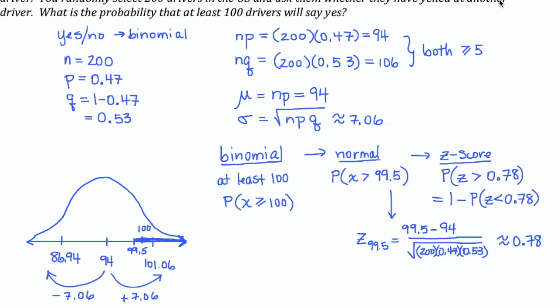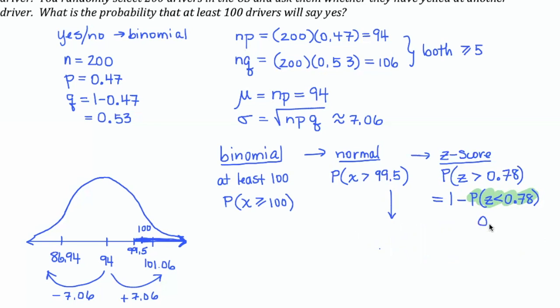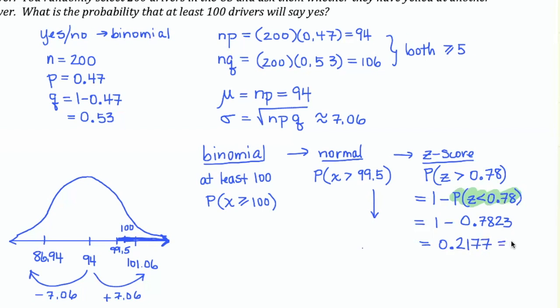And we're doing that again because when we look up values in the table, we get the less than. So to convert it to greater than, we just subtract from 1. So if you look up this probability in your standard normal table, you're going to get the decimal 0.7823. Now just subtract that from 1, and you get 0.2177, which is the same as about 21.77%. So that's the probability that at least 100 drivers will answer yes.